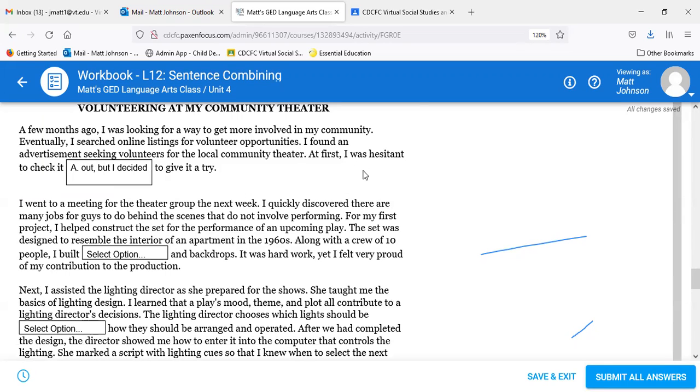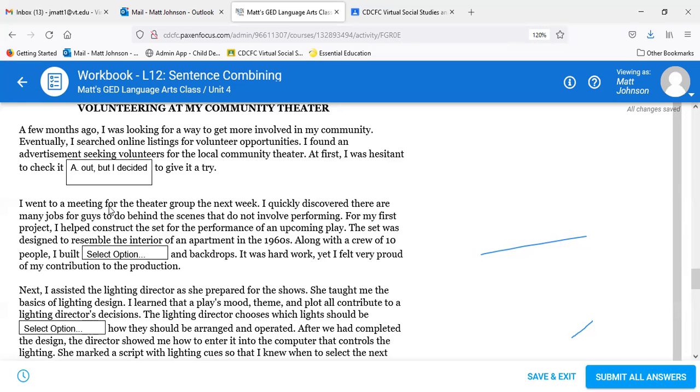So right here, he's saying that he was hesitant to check it out. We're going to add some contrast though, but even though he was hesitant, he decided to give it a try. So, "At first I was hesitant to check it out, comma, but I decided to give it a try. I went to a meeting for the theater group the next week. I quickly discovered there are many jobs for guys to do behind the scenes that do not involve performing. My first project, I helped construct the set for the performance of an upcoming play. The set was designed to resemble the interior of an apartment in the 1960s."